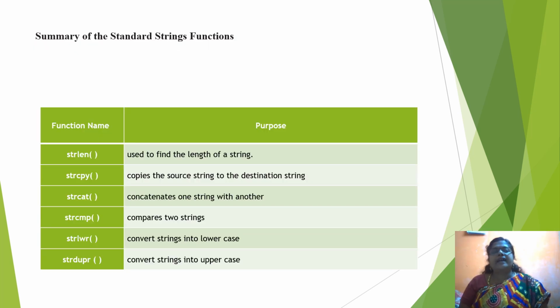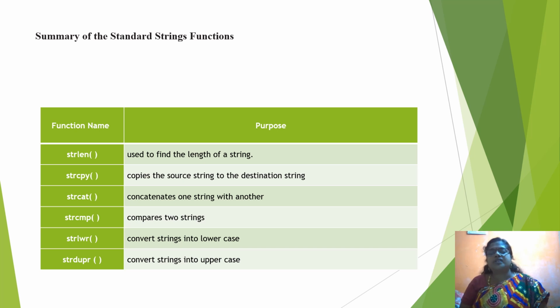Summary of the standard string functions, their names and their purposes. The strlen function is used to find the length of a string. The strcpy function copies the source string to the destination string. The strcat function concatenates one string with another. The strcmp function compares two strings.